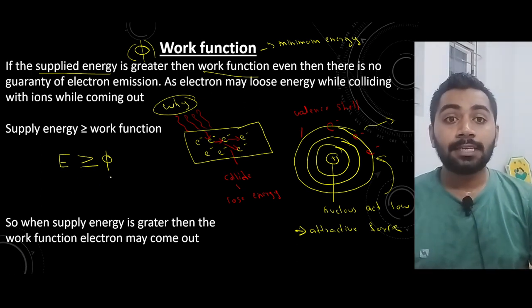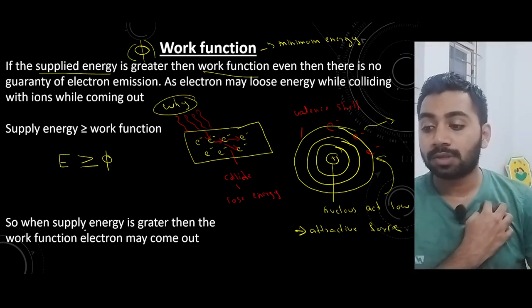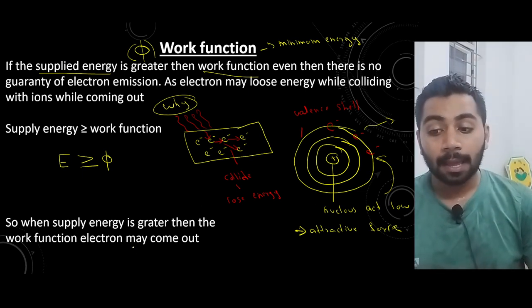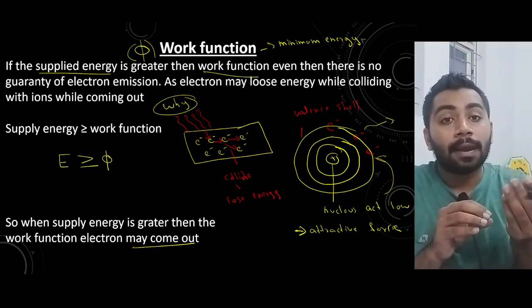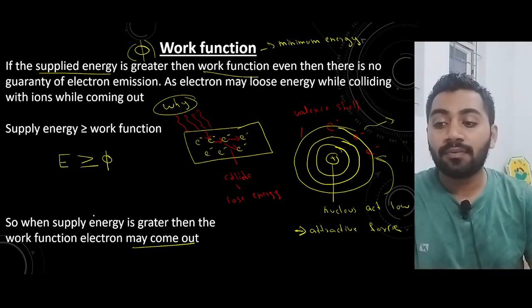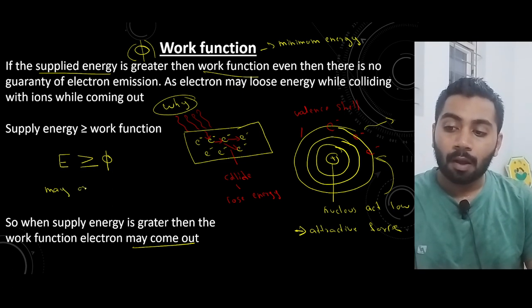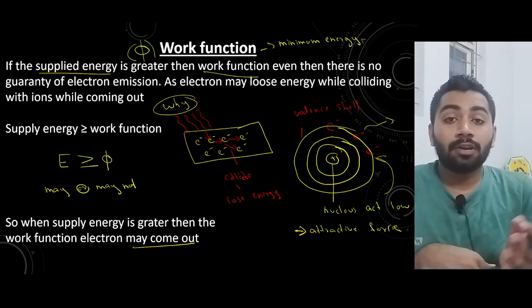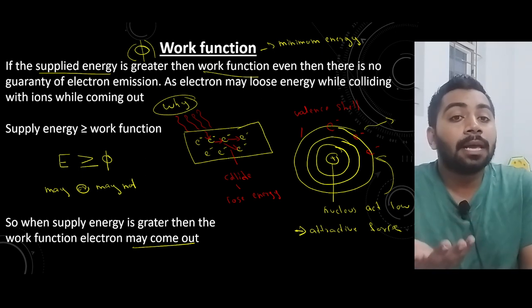Now if we apply energy greater than our work function, then also there is no guarantee that electrons can come outside. So when the supply energy is greater than the work function, the electron may come out, or may not come out. No guarantee, 50-50 chance. We are not saying that it won't come, and we are not saying it will come. 50-50. It may come, it may not come.